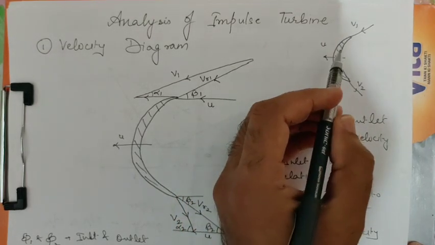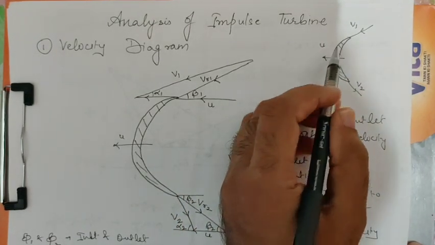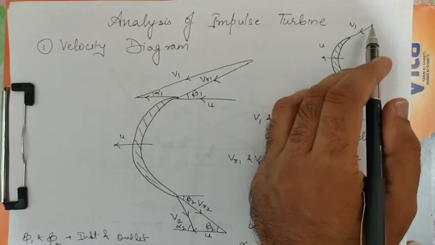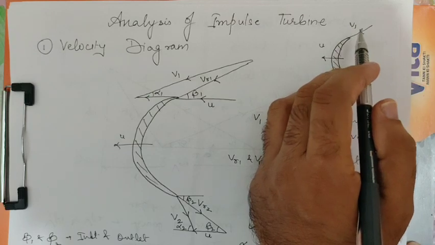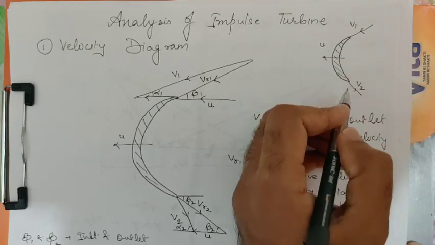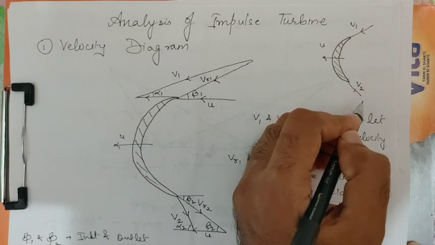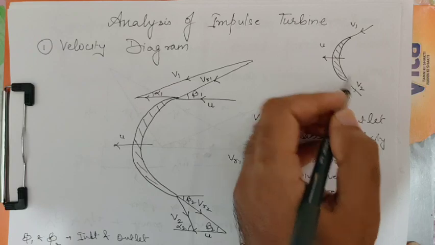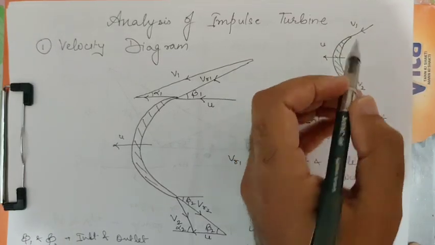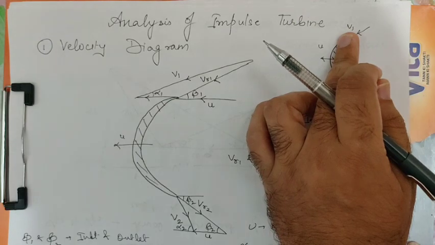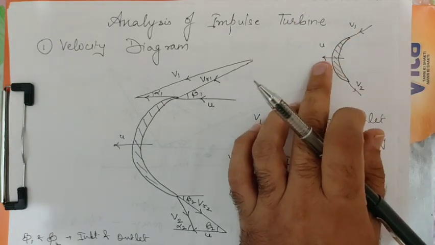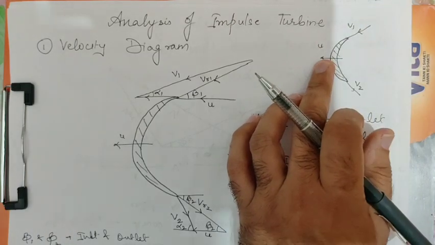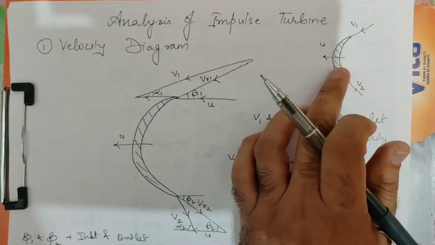We know that in the impulse turbine, this profile type blade is used. If the steam velocity is V1, that is coming from the nozzle, and it will leave with the velocity V2. This is the outlet absolute velocity, this is the inlet absolute velocity. With the action of this V1, the blade is moving with the velocity U. This U is the mean blade velocity. So how is the velocity diagram of impulse turbine drawn?